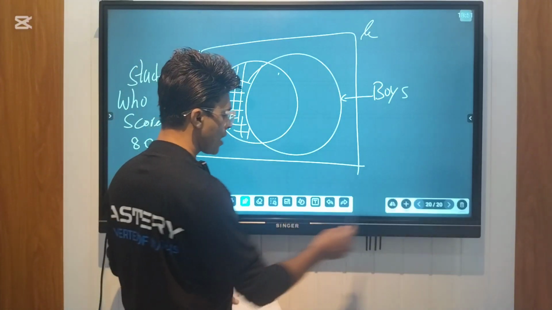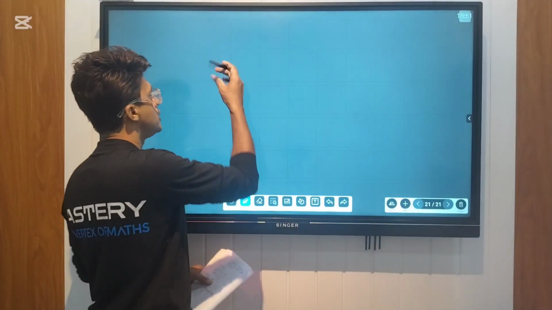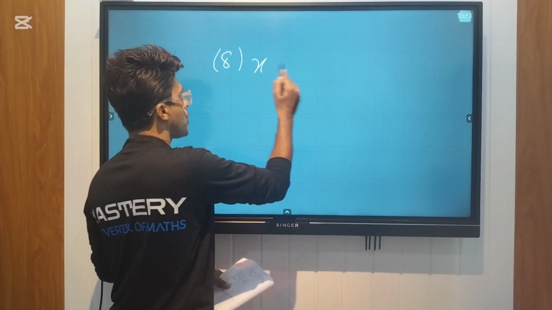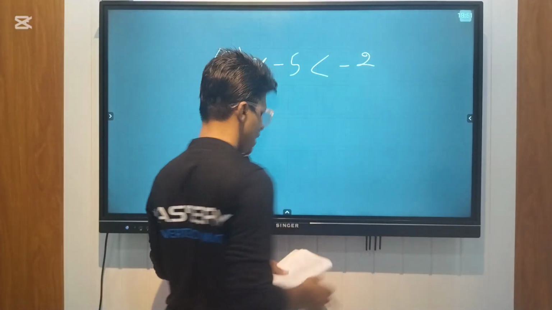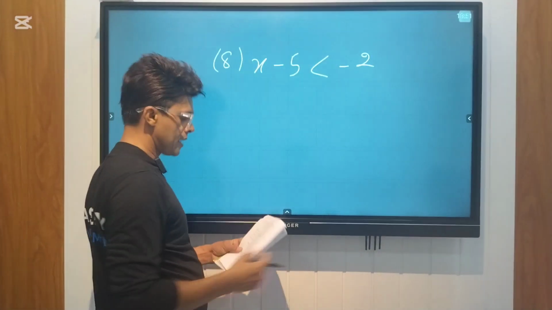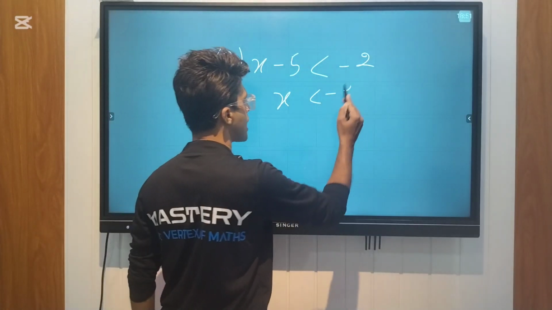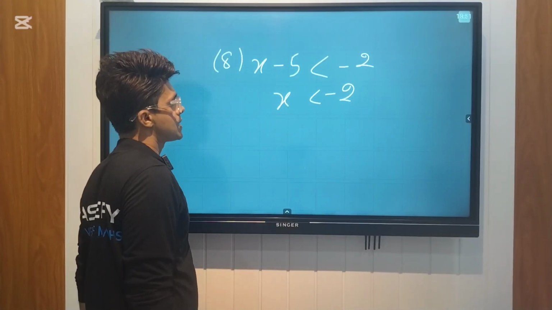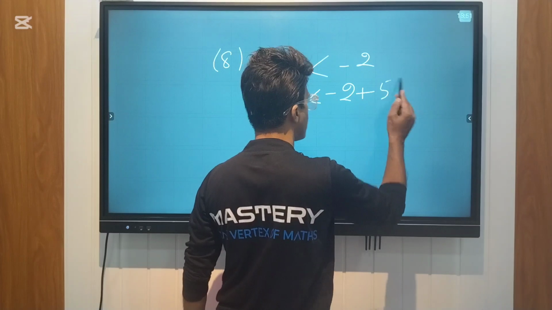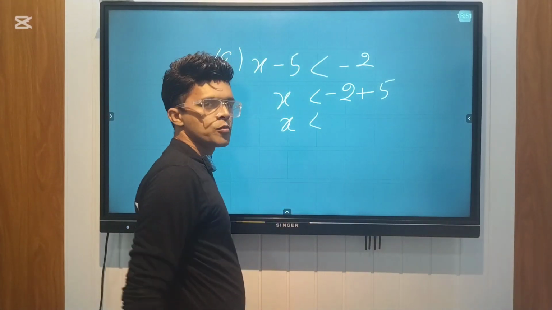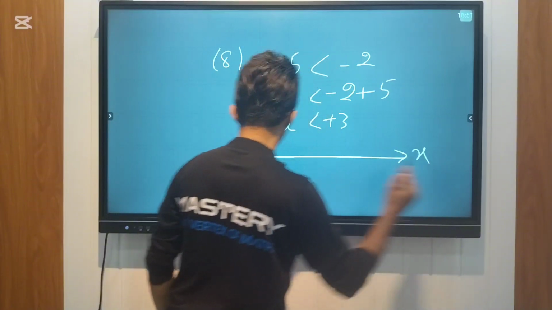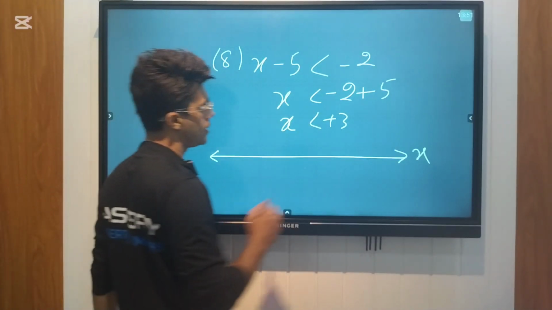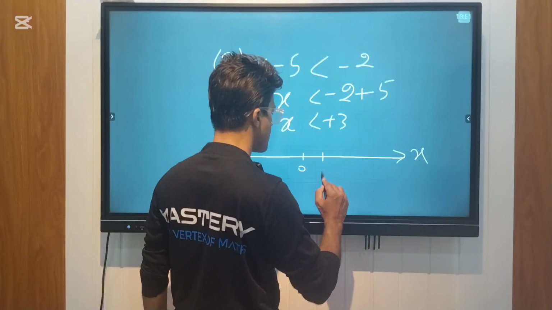Next one, solve the inequality. 8th question. Solve the inequality x minus 5 less than minus 2, and represent on a number line. This knowledge of equations can be applied here. x is less than minus 2, then minus 5 becomes plus 5. Then minus 2 plus 5 is plus 3 here. So x is less than 3.